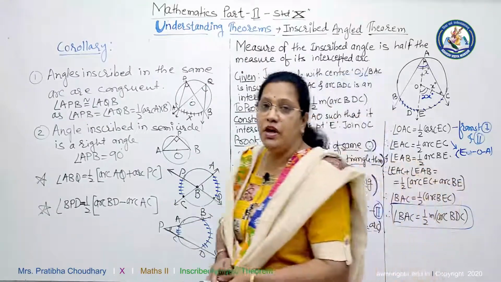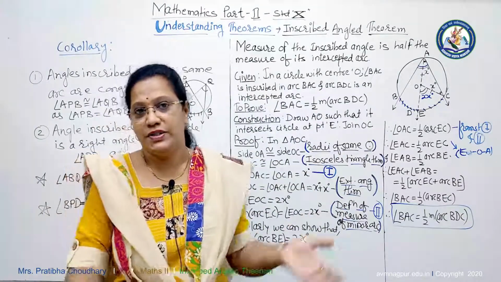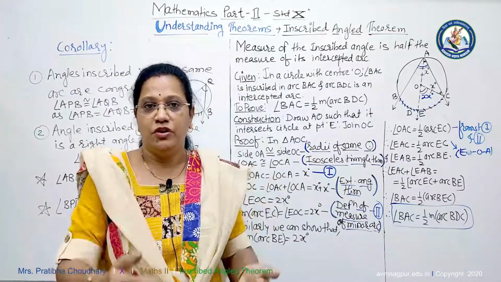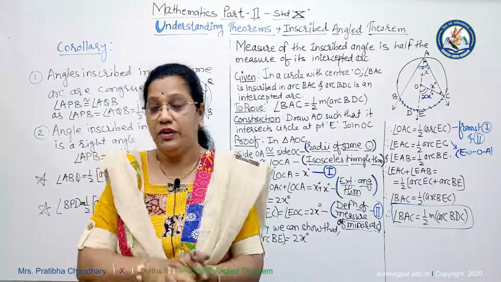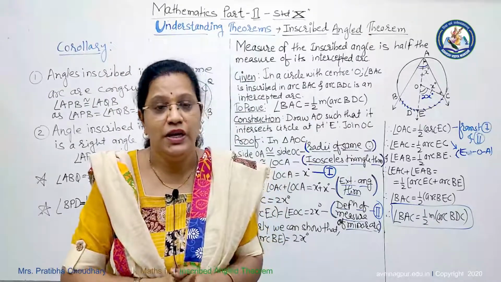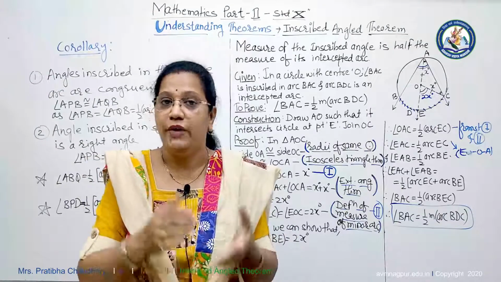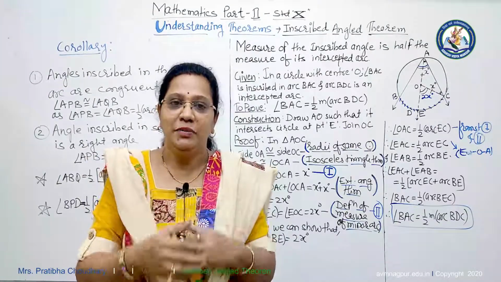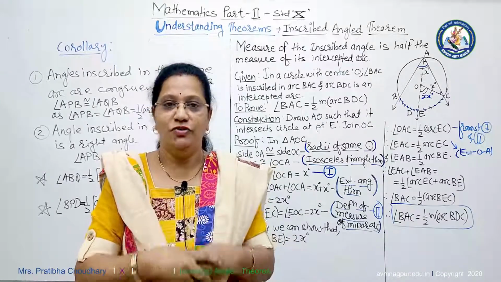And this completes our inscribed angle theorem. I hope you have understood it well. What is the inscribed angle theorem? Measure of the inscribed angle is half the measure of its intercepted arc. Their corollaries: angles inscribed in the same arc are congruent, and angle inscribed in a semicircle is a right angle. So you have to remember this, learn it by heart, try it yourself, practice it, and you will be perfect in it.